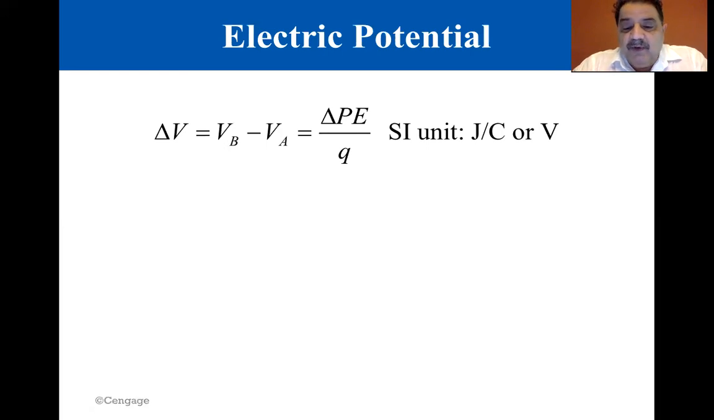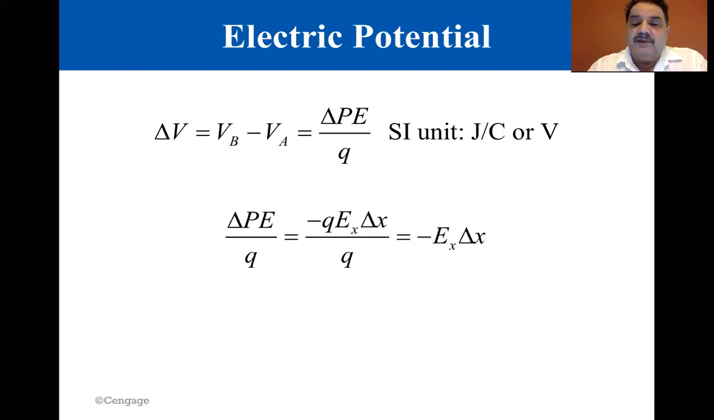For the special case of a uniform electric field, like the field between charged parallel plates, we can divide our potential energy equation by Q to get the equation shown here. The result shows that potential difference also has units of electric field times distance. That means the SI unit of the electric field, the newton per coulomb, can also be expressed as volts per meter.